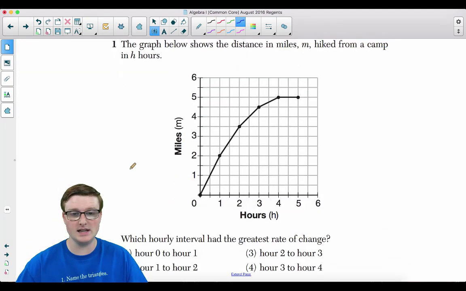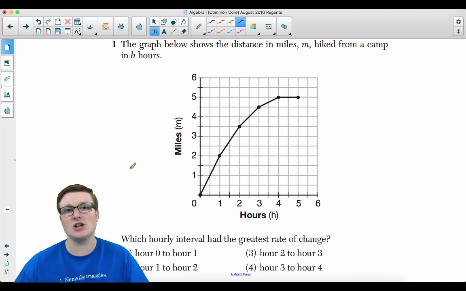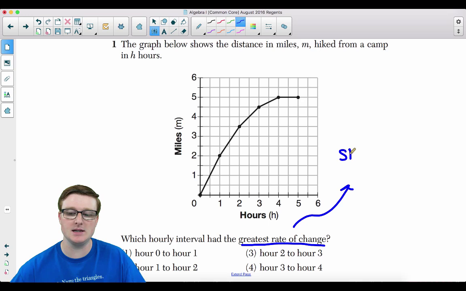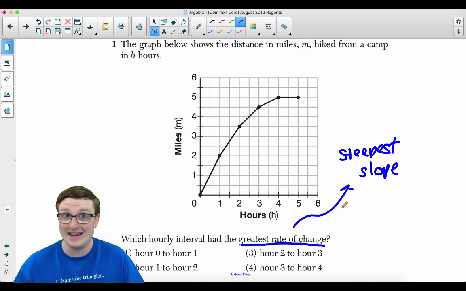All right, question 1 says, the graph below shows the distance in miles, m, hiked from a camp in h hours. Which hourly interval has the greatest rate of change? Ladies and gentlemen, greatest rate of change means the steepest slope. You're trying to find the steepest slope because rate of change actually means slope, and the greatest is the highest value, but the highest value for slope produces the steepest slope.